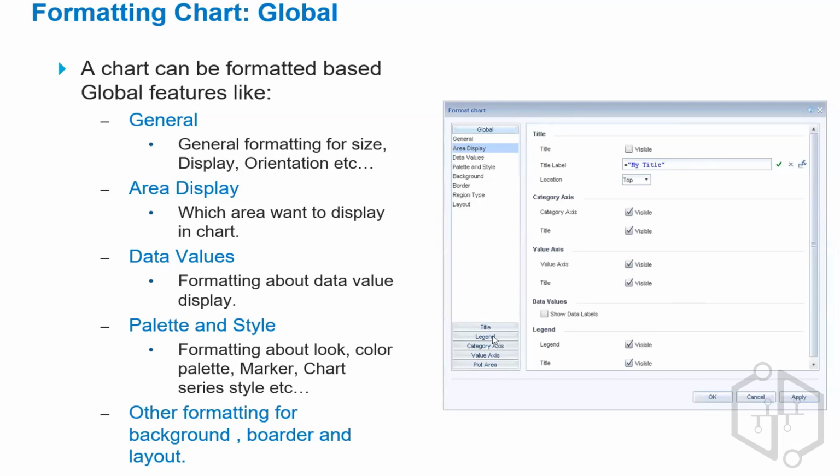Area display, if we select, these are coming, like where do you want to format? Do you want to format in the title area or legend area, category axis or value axis or plot area? Data values means it will format the data value display, that number display. Palette and style is about color coding and all. Other formatting for background, border and layout. All these options are available for formatting chart.